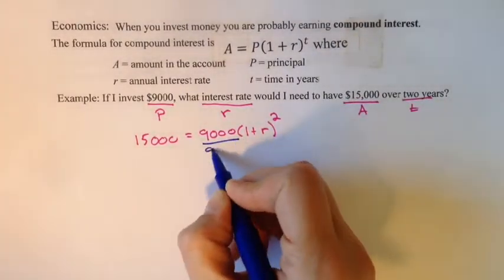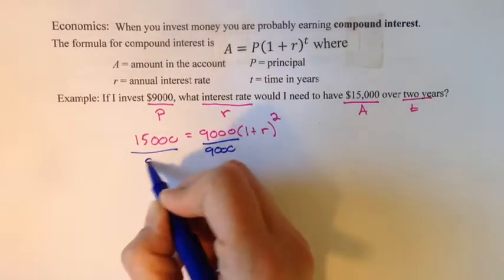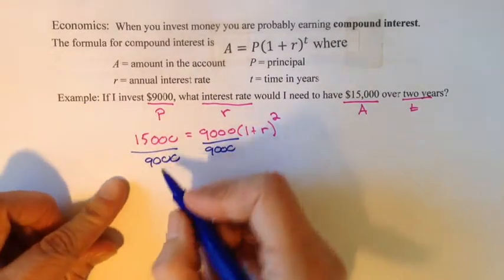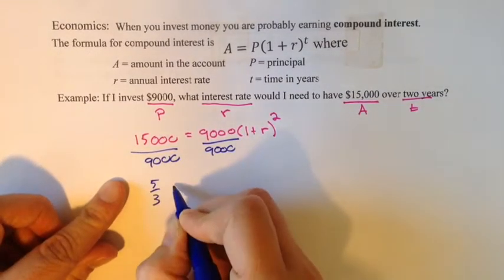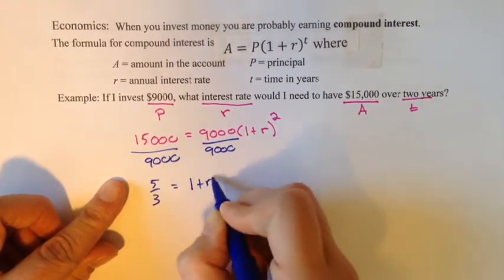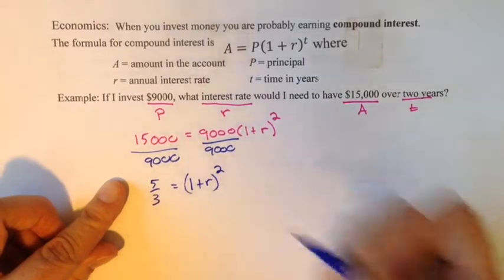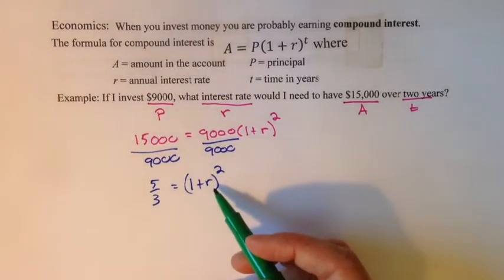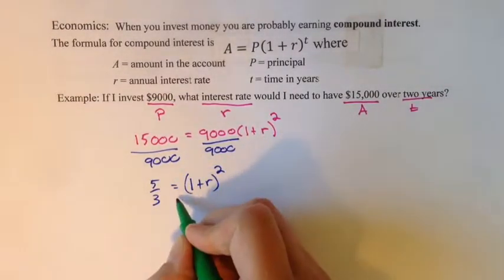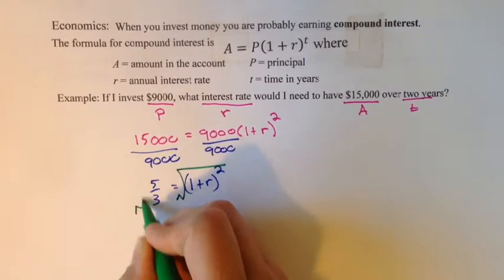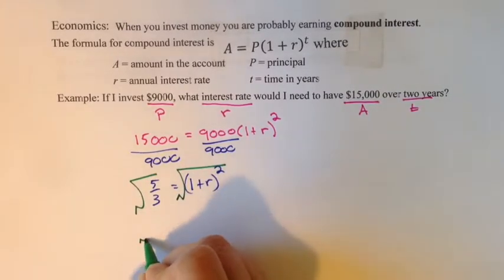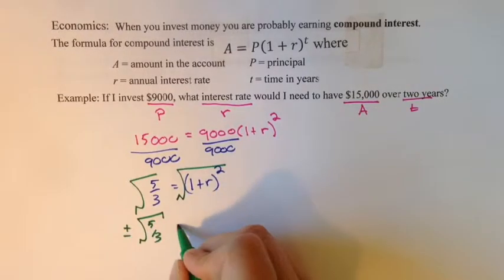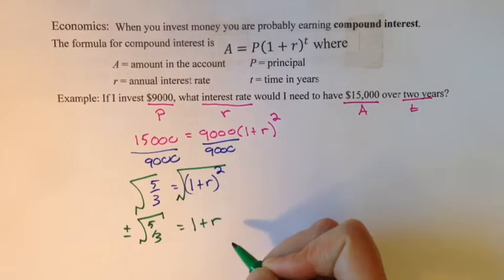Dividing both sides by 9,000 gives me, on this side, this fraction will reduce to 5/3. On the other side, I have 1 plus R quantity squared. Now I'm ready to use the square root property. I've got something being squared on this side, and I've got a number on the other side. I'll take the square root of both sides. For now, I'm going to leave this as the square root of 5/3 equals 1 plus R.